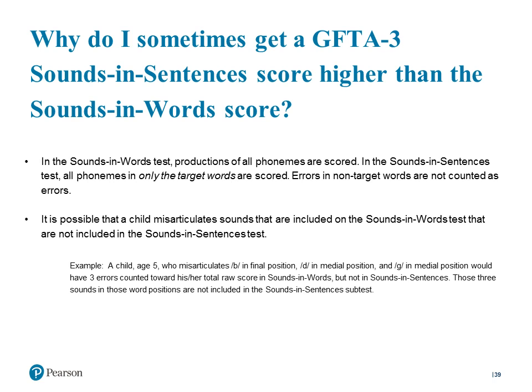So what we're saying is this. If you had a child who was 5, tested in sounds and words, and they misarticulated B in final position and D in medial position and G in medial position as well, they have 3 errors counted against them. But you know what? If they also took the sounds and sentences subtest, they get 0 errors counted against them for those errors they made, because there wasn't any difference in our normative sample between them, and so they weren't counted.